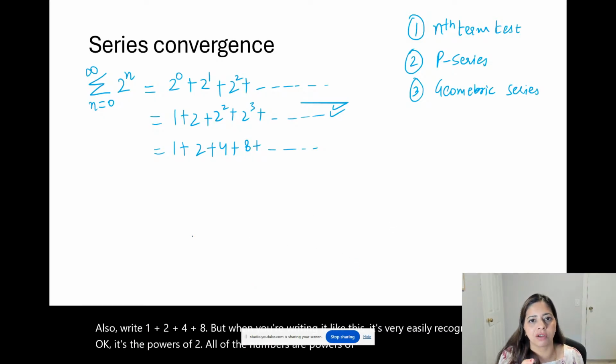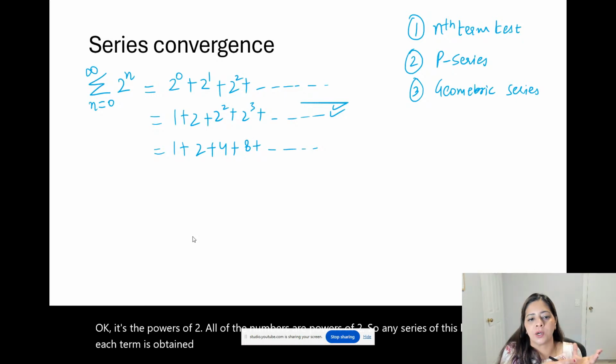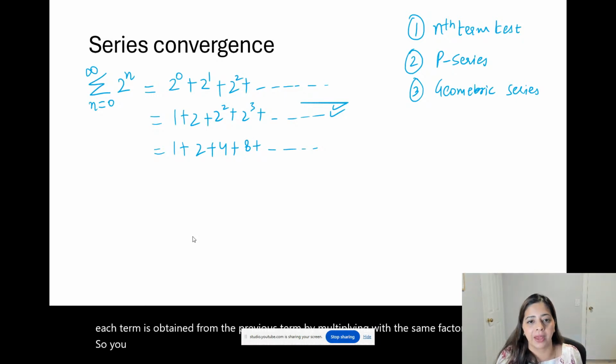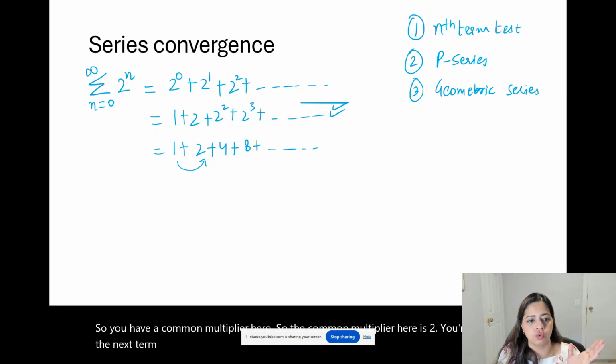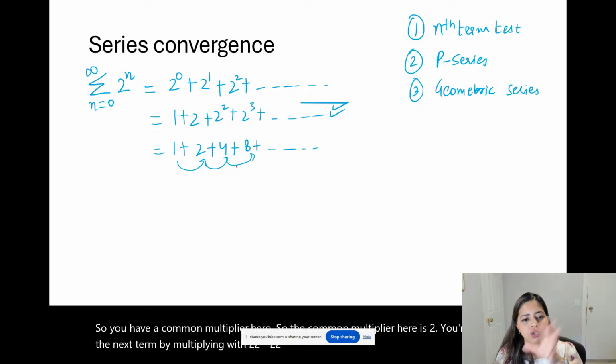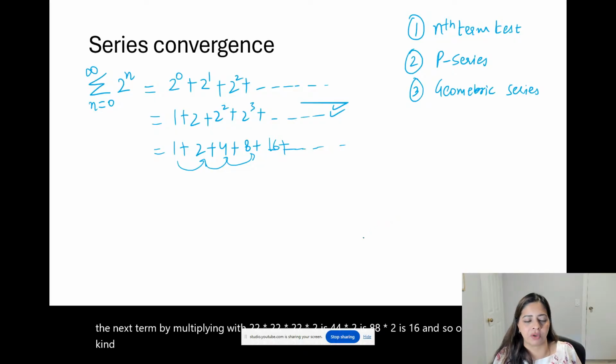So any series of this kind in which each term is obtained from the previous term by multiplying with the same factor, so you have a common multiplier here. The common multiplier here is 2. You're going to the next term by multiplying with 2. 1 times 2 is 2, 2 times 2 is 4, 4 times 2 is 8, 8 times 2 is 16, and so on. So this kind of series is known as a geometric series.